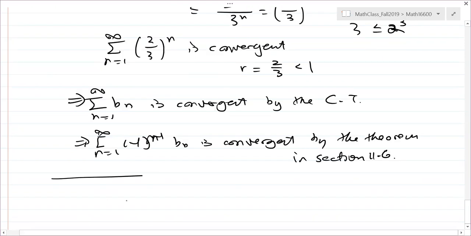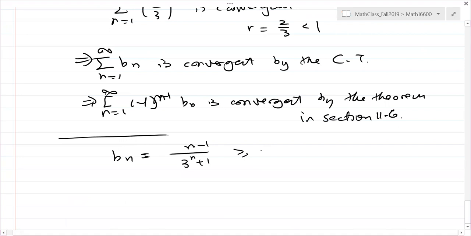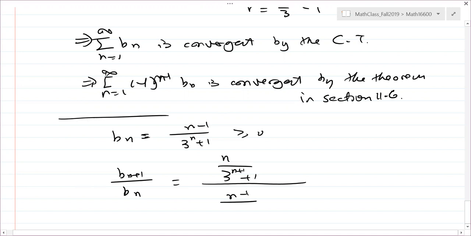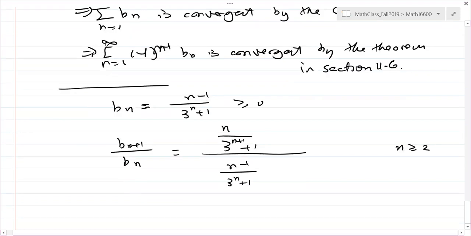So let's go back to this. It's (n minus 1) over 3 to the n plus 1, and this is going to be greater than or equal to 0. For the ratio test, let's look at the ratio B n plus 1 over BN. That is going to be 3 to the n plus 1 over n, times n minus 1 over 3 to the n plus 1. I only have to say that n should be greater than 2, otherwise there was a problem with BN. We ignore the first term.